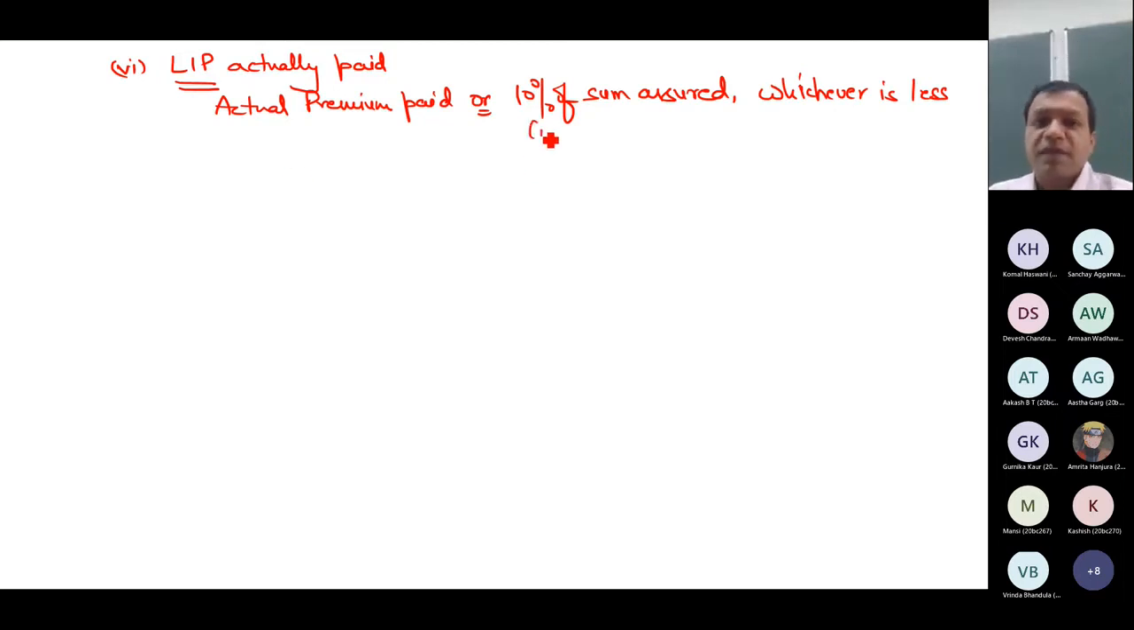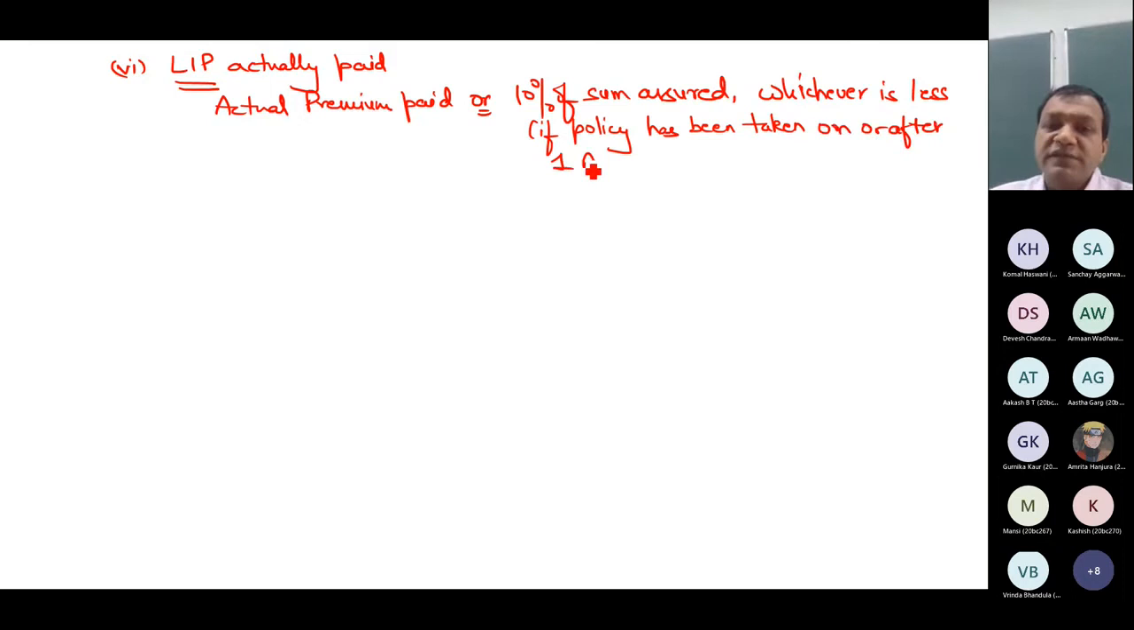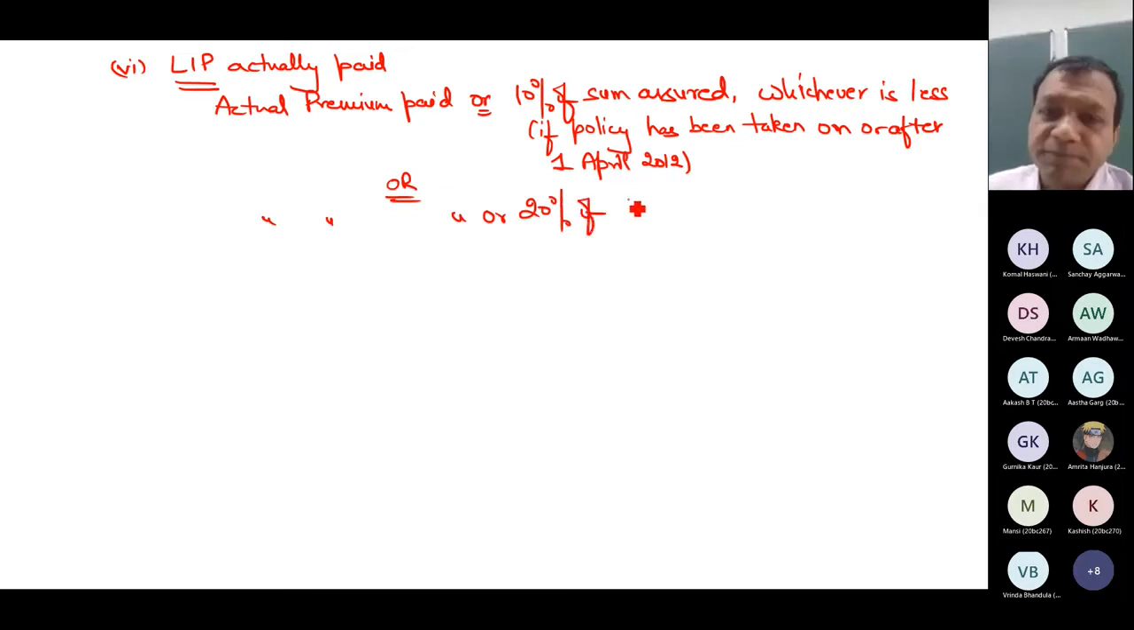In case the policy has been taken on or after 1st April 2012. I might be paying the premium today, but it doesn't mean that today itself I have taken the policy. My policy might be continuing for the past 15 years. So you have to check when the policy has been taken. Now, actual premium paid or 20% of sum assured, whichever is less.